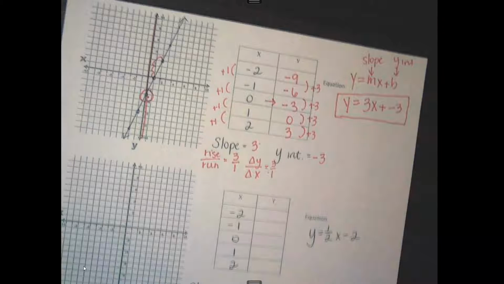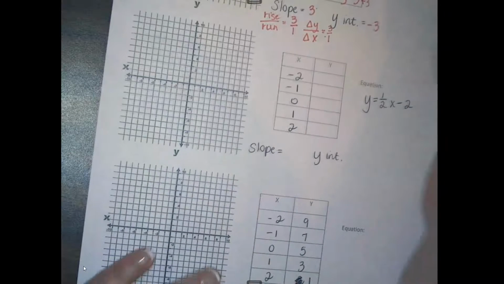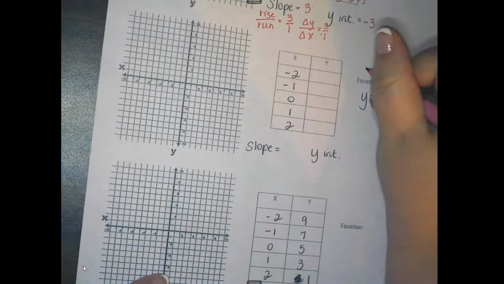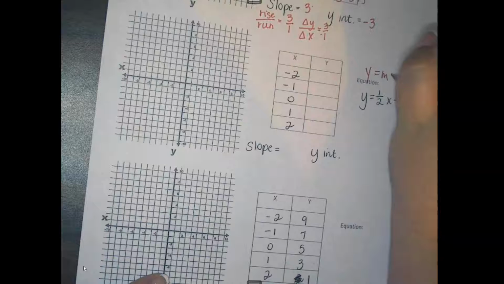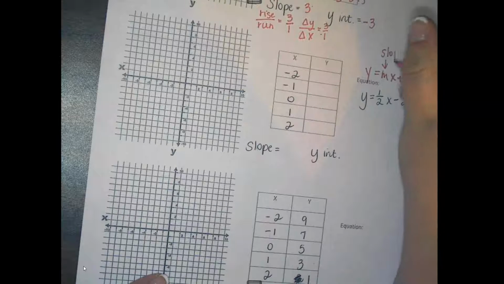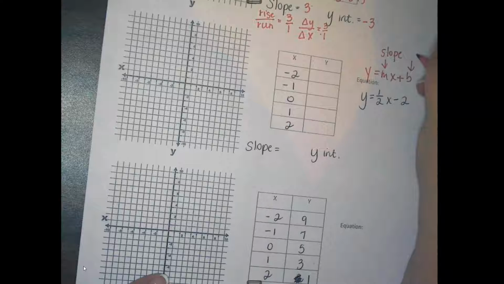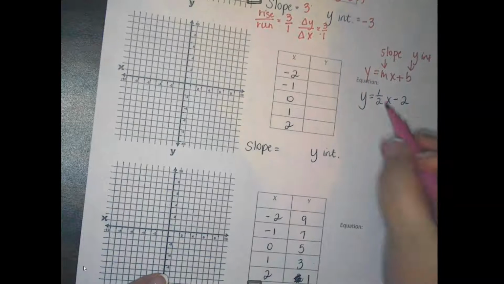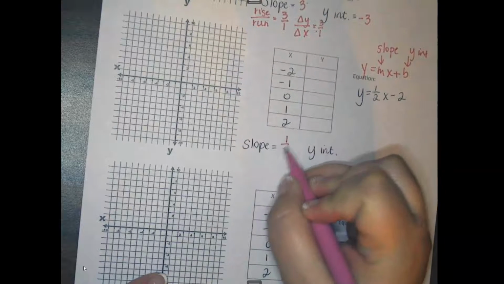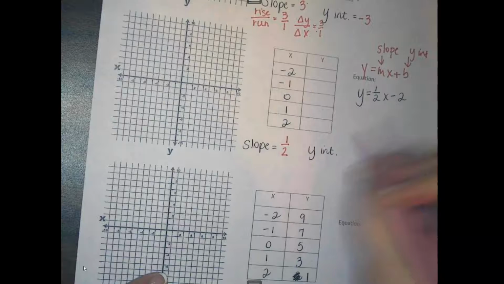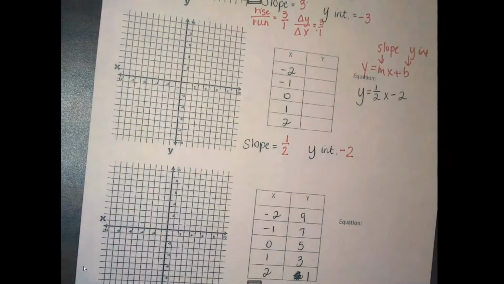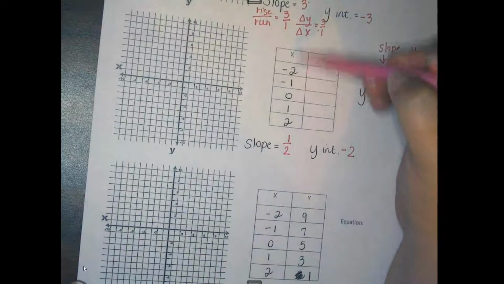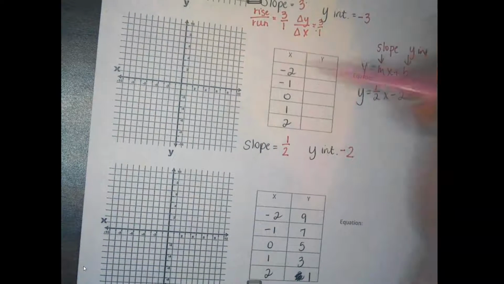So now let's look at the second one. This time I gave you the equation. So I'm going to go back to remembering that y equals mx plus b, where this is my slope, and this is my y-intercept. So my slope is 1/2. My y-intercept is -2. Okay, now for my table, I'm going to plug each of these points in. This is one way to do it. I'll show you another way.